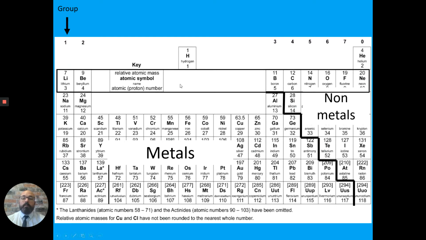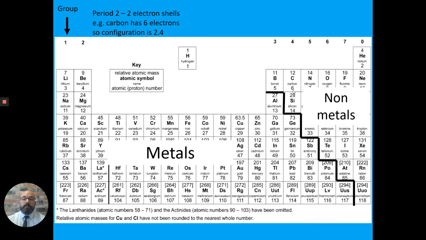As we move down, the elements here, lithium for example, would have two in its first shell, but then that third electron has to go into a second shell. So they're in period two. They have two electron shells. So taking the example here of carbon, it has 6 electrons, so its electron configuration is 2, 4: 2 in the first shell and 4 in the second shell, showing those 6 electrons exist in 2 shells. And that rule follows on as we go down.